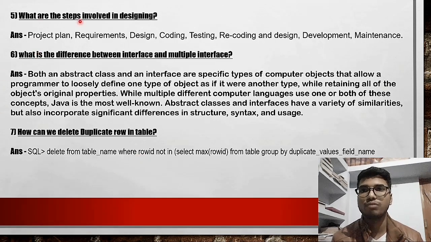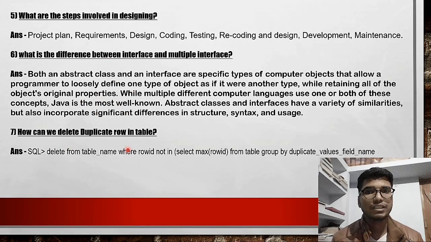Next is, what are the steps involved in designing? So project plan, requirements, designing, coding, testing, recoding, and design, development, maintenance. Such types of steps are involved in designing. Next question is, what is the difference between an interface and a multiple interface? So that's the answer you have to learn. I will not define it much.